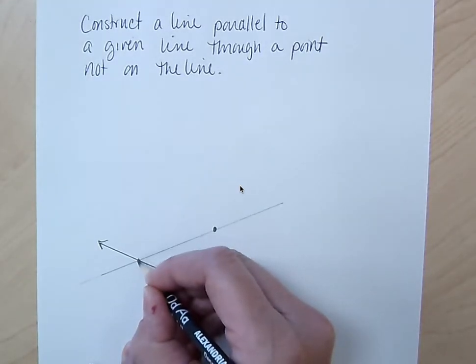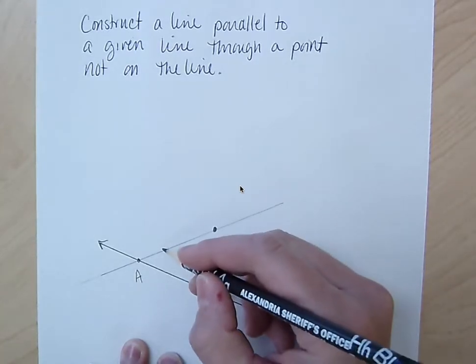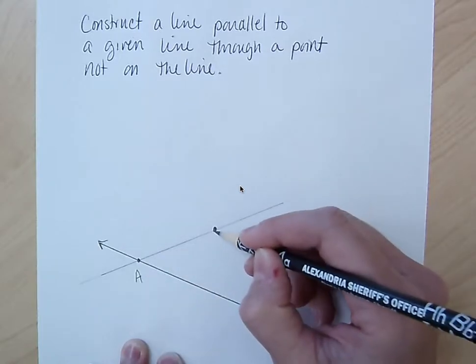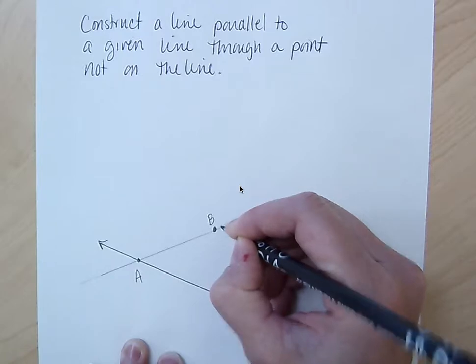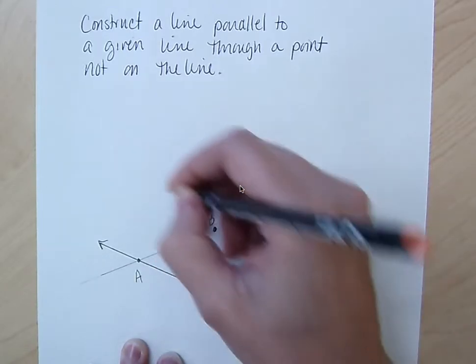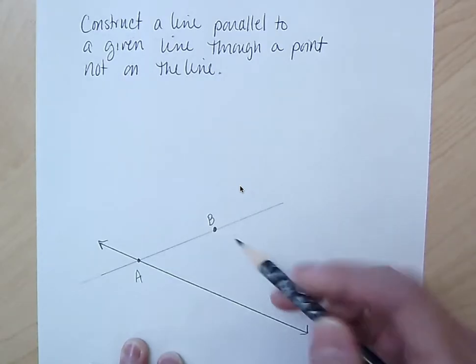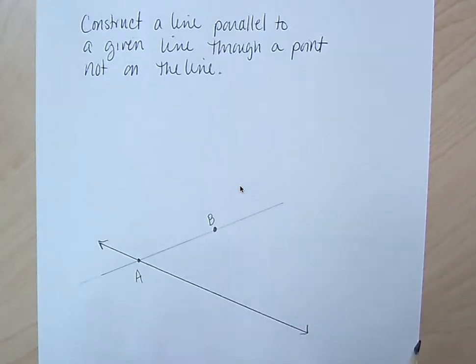So let's call this point A, where our transversal intersects our given line. We're going to copy this angle that has its vertex at A up here at this point, and we'll call this point B. And if we copy that angle so that we have two congruent angles, that means that we will have produced two parallel lines, because if corresponding angles are congruent, then the lines must be parallel.